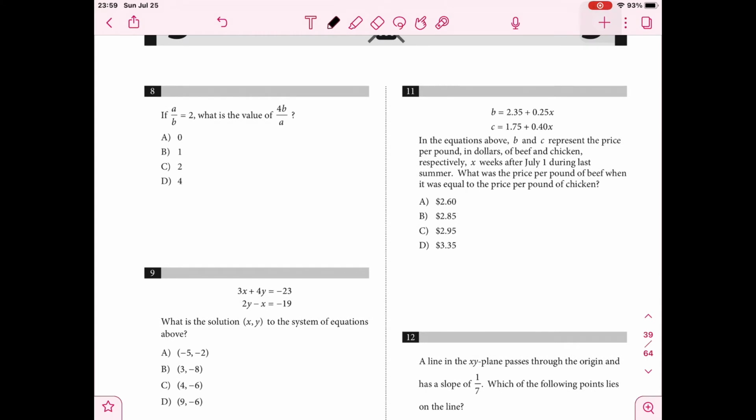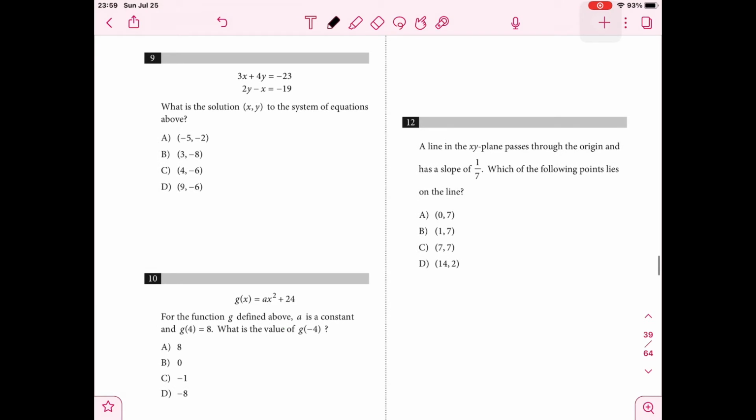Probably right. Okay. If A over B equals 2, what is the value of 4B over A? Okay, I'm just going to guess and assign values. So I'm going to say A is 4 and B is 2. So then I have 8 over 4. So I have 2. So answer C.